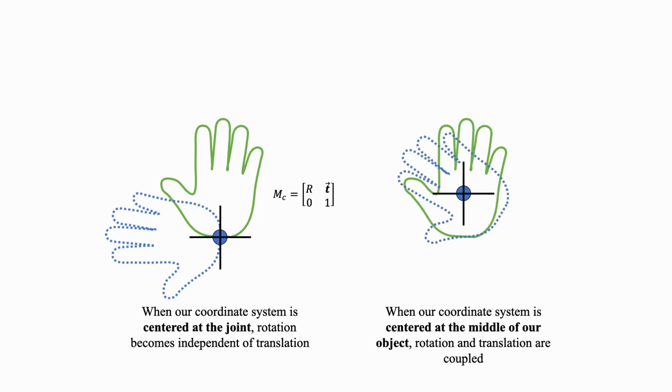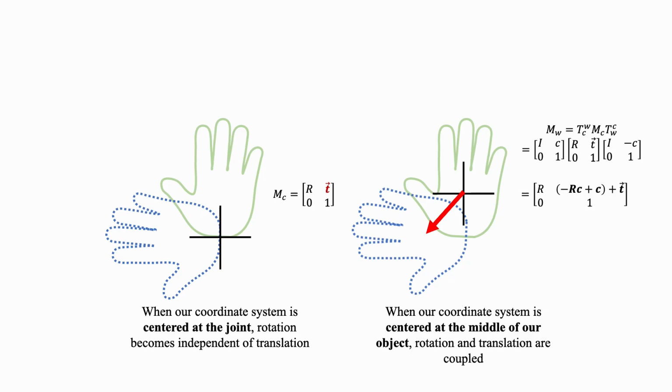But now look at the right image, where the coordinate system is at the center of the hand. Now, our transformation matrix includes an offset term, which creates a coupling between rotation and translation. This leads to what we call rotation leakage. When users follow rotation guidance, they unexpectedly need to translate as well, making the interface feel unnatural.